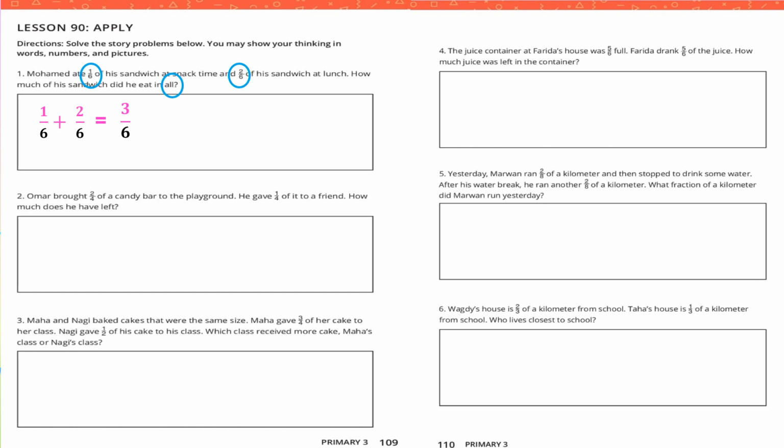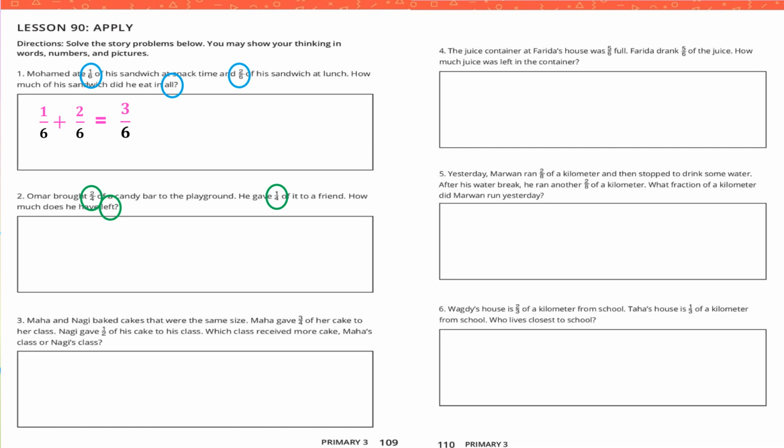Number 2. Omar brought 2 over 4 of a candy bar to the playground. He gave a quarter of it to a friend. How much does he have left? Here also we should make 3 circles: on the first fraction, on the second fraction, and on the keyword. The keyword here is left. Left means minus.